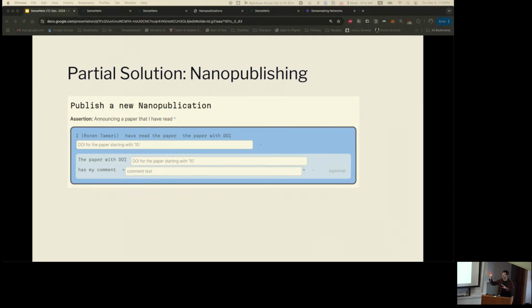Nanopublication is like a scientific container for a tweet. This is an example of a nanopublication. Me saying I read a paper could be a nanopublication. People find that amusing or crazy, but hopefully I can convince you that it actually makes sense in some way. I did not invent this. This is a real nanopublication template. This is not my project either. This is an existing project that I'm building upon.